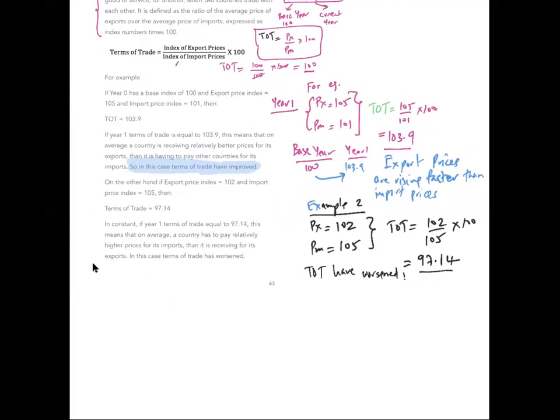Okay. So when you have a 97.14 value, we say that on average, a country has to pay relatively higher prices for its imports than its exports. And in this case, terms of trade have worsened. Okay, does that make sense? If terms of trade has worsened, basically this means the value has gone below 100. So if somebody tells you terms of trade was like 100 in the first year, so this is year 1, and in the second year they say terms of trade has gone to 97.14, this means TOT, terms of trade, have worsened.